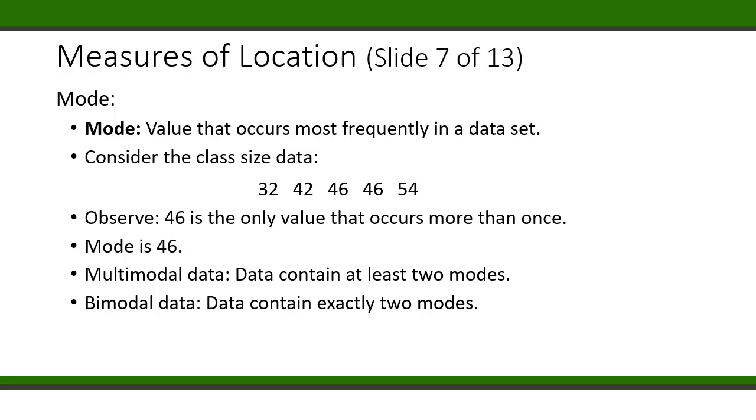Another term to understand is mode, and we'll explain more why you would want to know these measures later on and throughout the semester. Right? So mode is the value that occurs the most in your data set. How many times does it repeat? So look at this data set here. We see that we have two 46s, so the mode is 46.